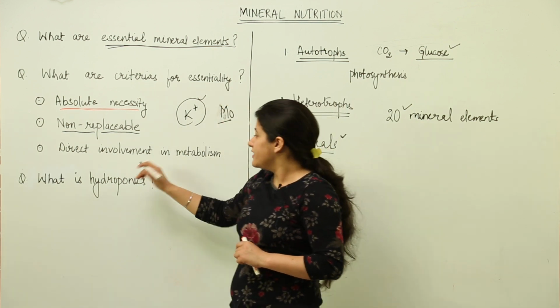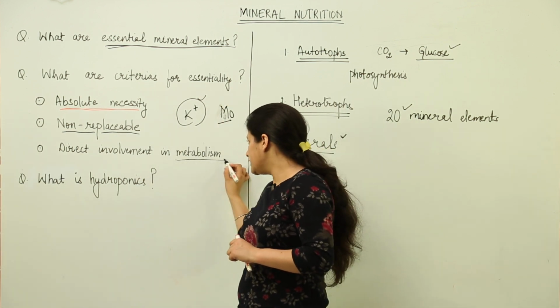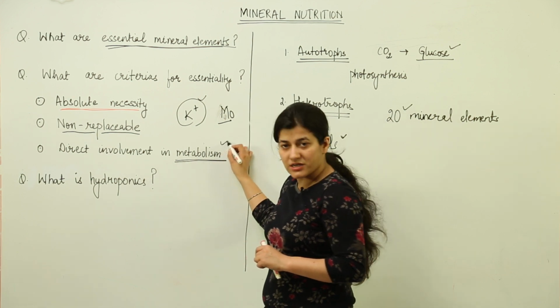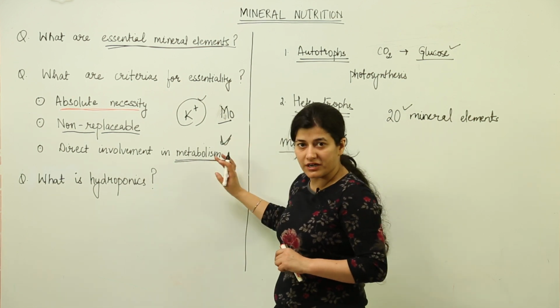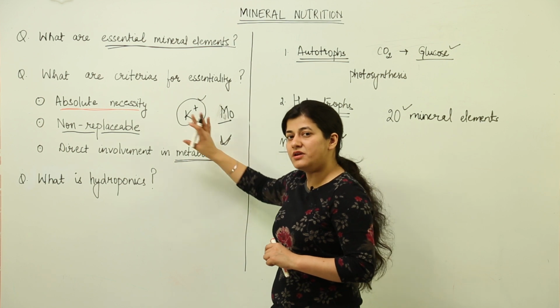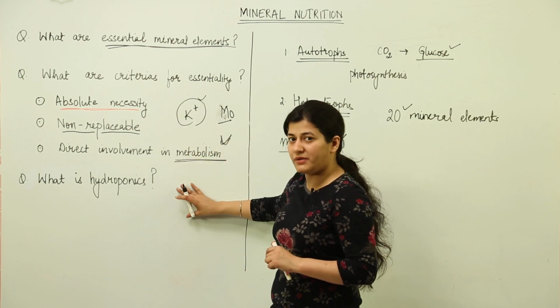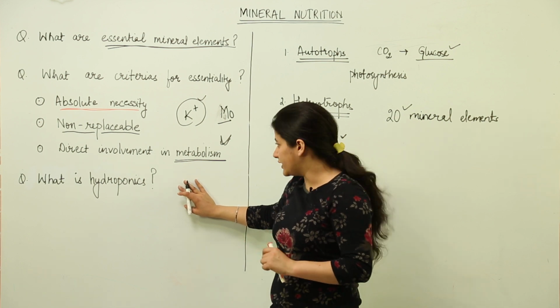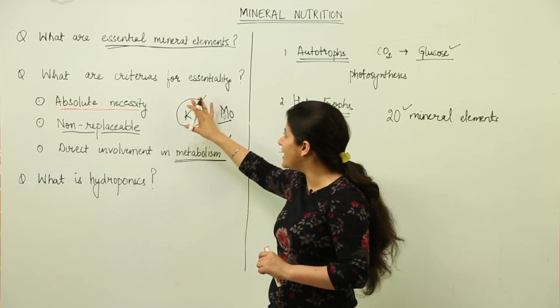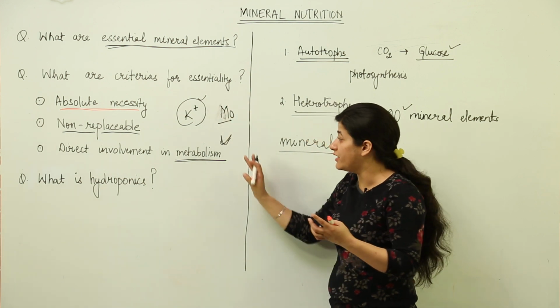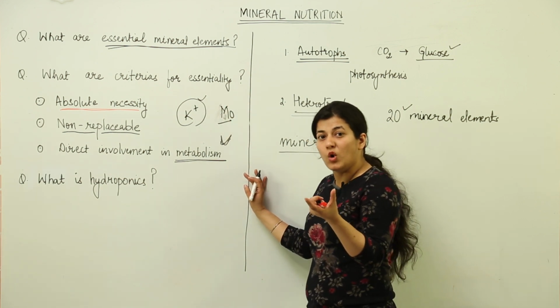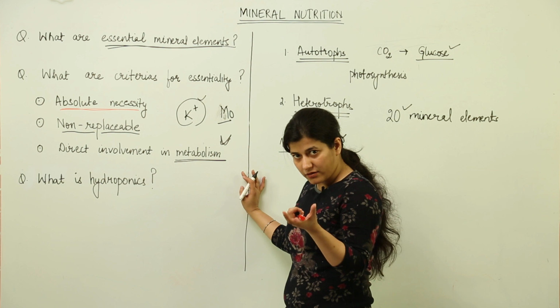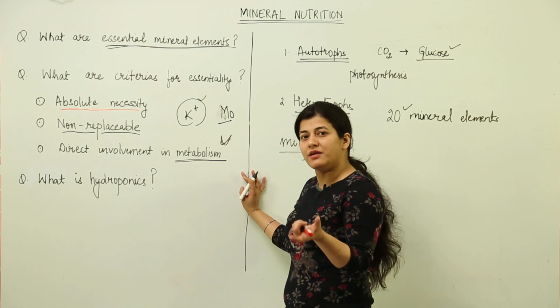And the last one is that, because every living condition is defined in terms of metabolism, the sum total of catabolic and anabolic activities, the mineral element should be directly involved in metabolic activities. If it is not involved directly in the metabolic activities, it cannot be considered as an essential mineral element. You know, certain plants take up gold also, they have gold in their composition, so that gold can be replaced.